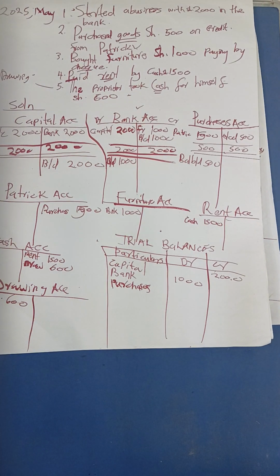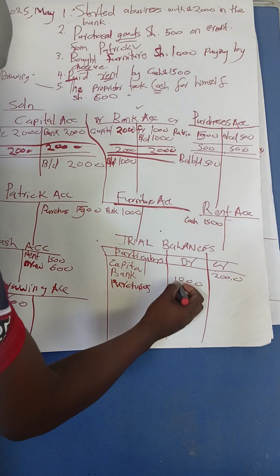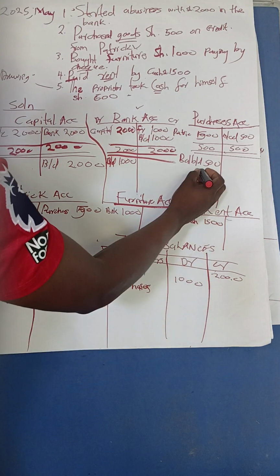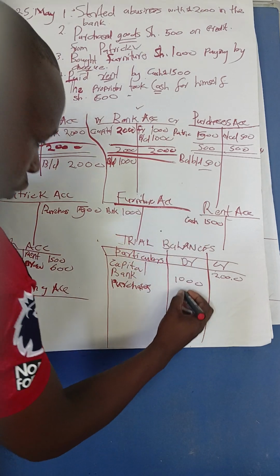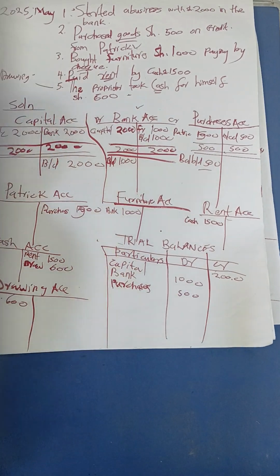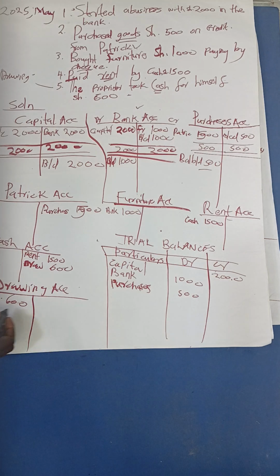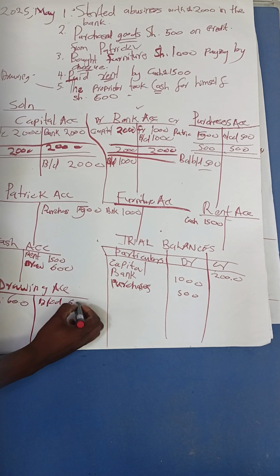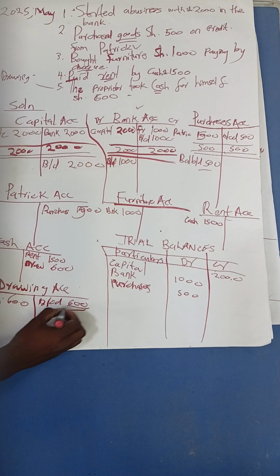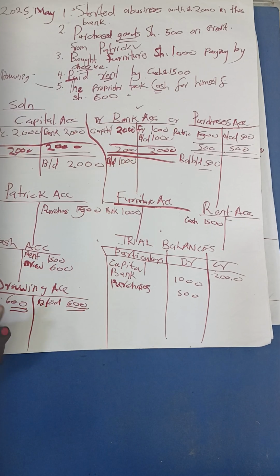Yes. Purchases. You'll have a DR side because it has a debit balance. So the DR side balance brought down of 500. If, let's say, in case we were to balance the drawings, here we'll have balance carried down of 600. So that one balances that way. So the balance brought down of 600.